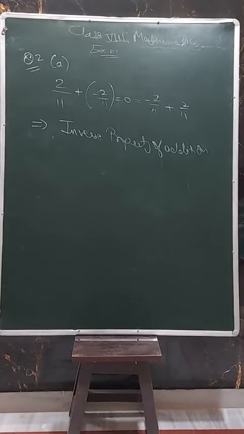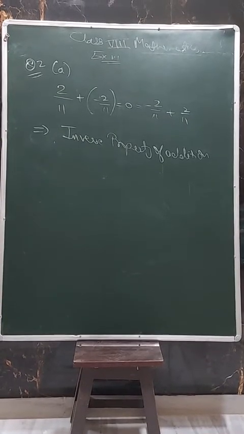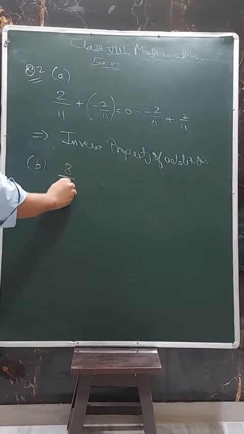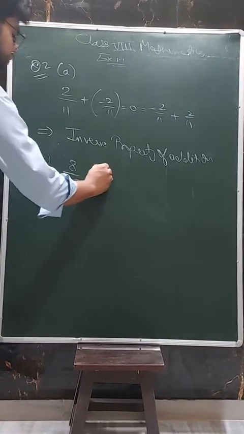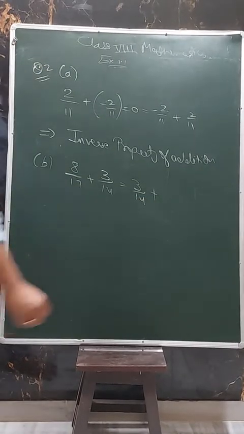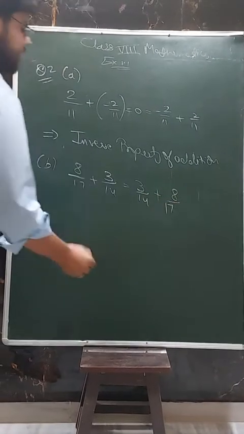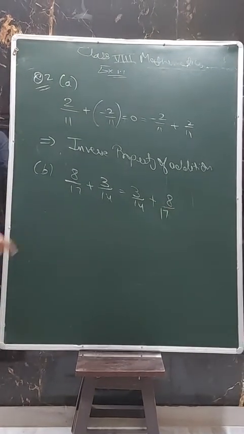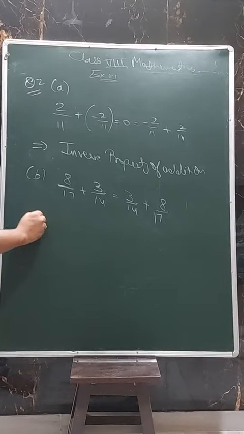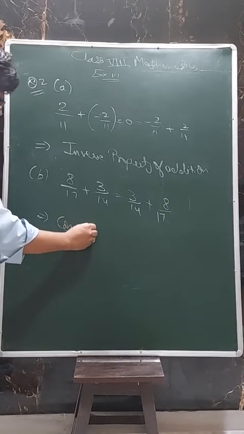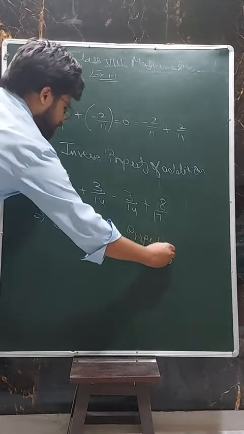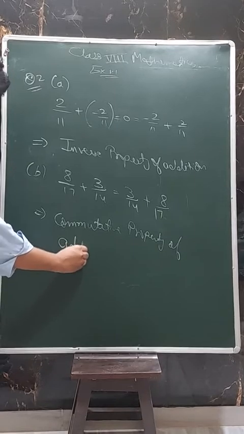Now the second part is there. Second part is 8 upon 17 plus 3 upon 14 is equal to 3 upon 14 plus 8 upon 17. Now this is the commutative property of addition. Here also addition is there, and a plus b is equal to b plus a, which is the commutative property of addition. Commutative property of addition.